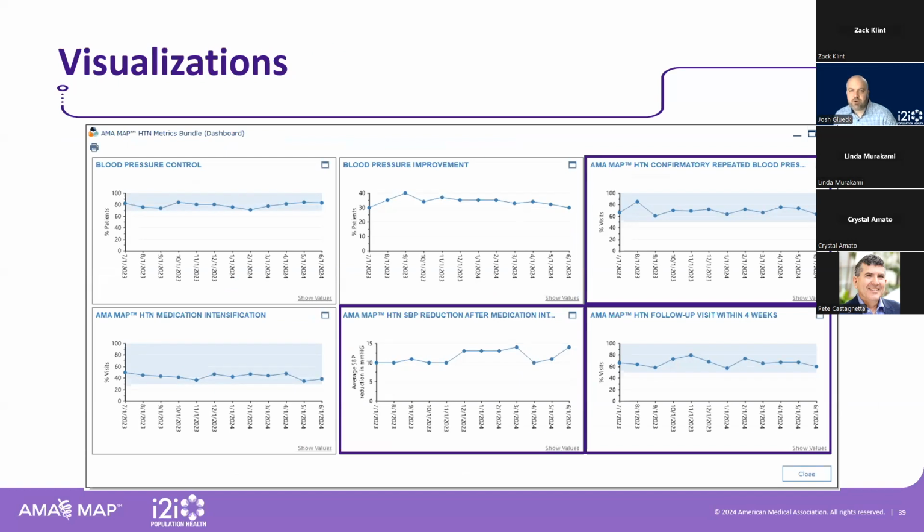As I mentioned earlier, the visualizations are going to help your organization to see areas of improvement. As it relates to partnering with patients and measuring accurately, we've highlighted some of the trending that you'll want to be focusing on, as Linda had mentioned earlier, right? Confirmatory repeated blood pressures, SBP reduction after medication intensification, and making sure that those patients are getting in for those follow-up visits.